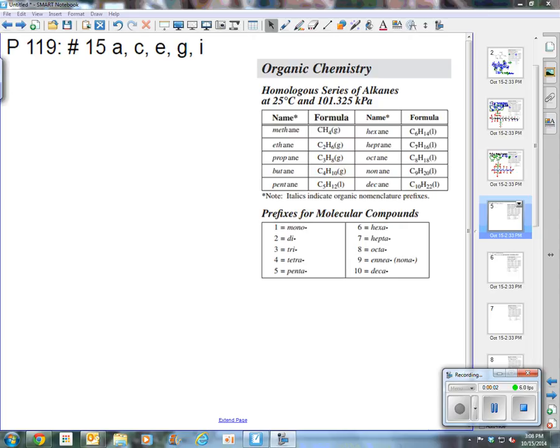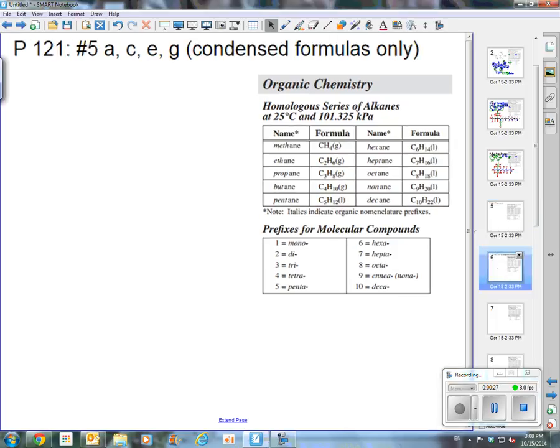Okay, so we're going to do just some video examples here. This particular set of examples is going to be coming from page 119, number 15 there. We're going to do these examples together, and then you will be kind of on your own for the other set of problems, which happens to be page 121.